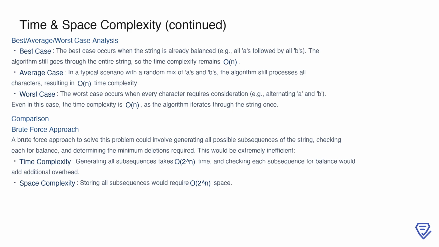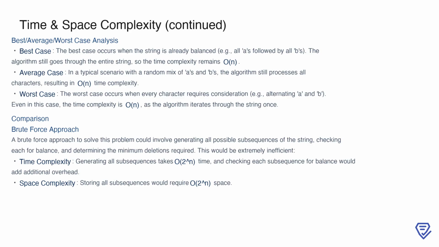Now let's analyze the algorithm under different scenarios. In the best case, the string is already balanced, such as having all a's followed by all b's. Even in this scenario, the algorithm scans through the entire string to verify its structure, resulting in a time complexity of O(n). In the average case, which involves a random mix of a's and b's, the algorithm still processes each character exactly once, so the time complexity remains O(n).